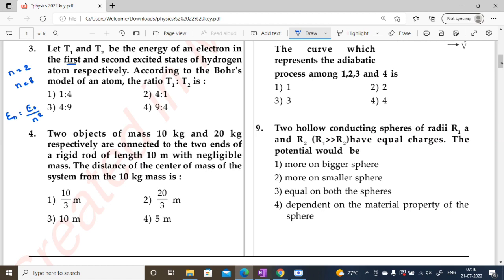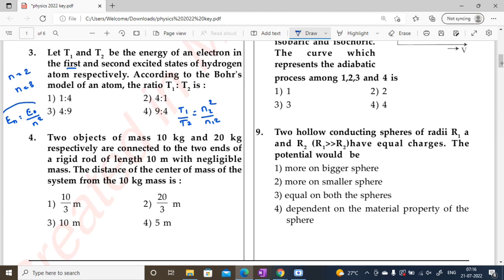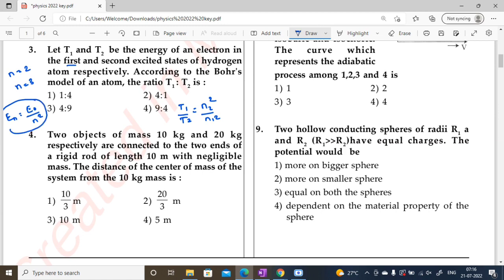We can try to find the ratio now because T1 and T2 are nothing but the energies. So T1 by T2 is directly given by n2 square by n1 square, because they're inversely proportional by this relation. So it is very clear, we get a reciprocal. The n2 is actually 3, the second excited state. So that will be 9 divided by 4. So the correct option will be, of course, the fourth option, 9 is to 4. A very direct question again.